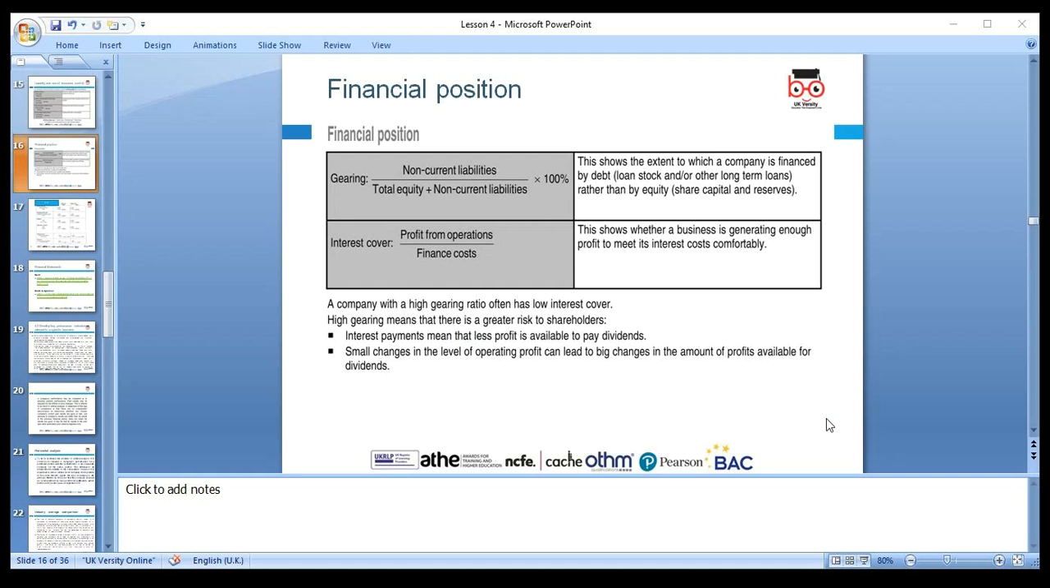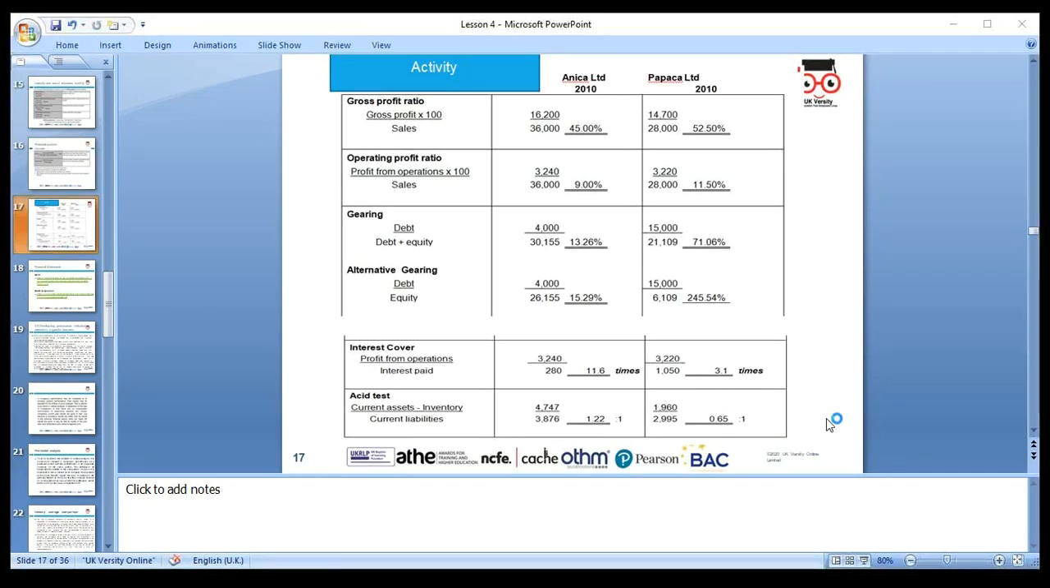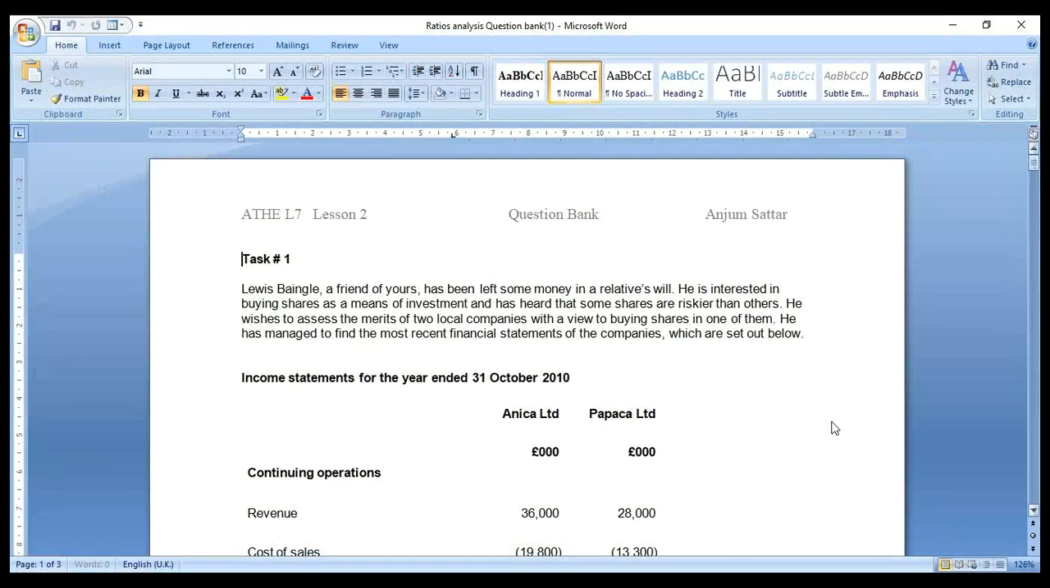Okay, in a minute I'll share with you the handout which we can use. Okay, so we're back to... So we calculated here in these activities. Okay, so I'll share with you, and this is the question we have.